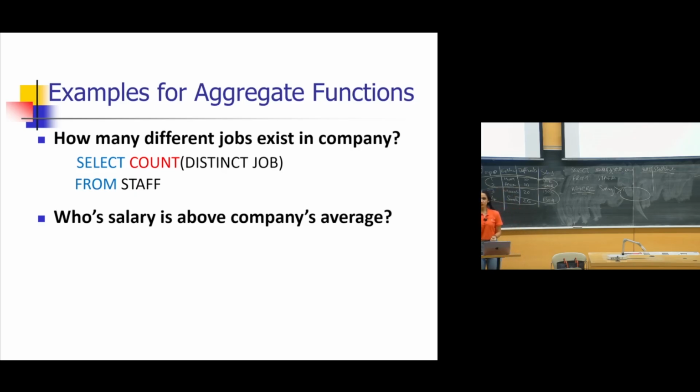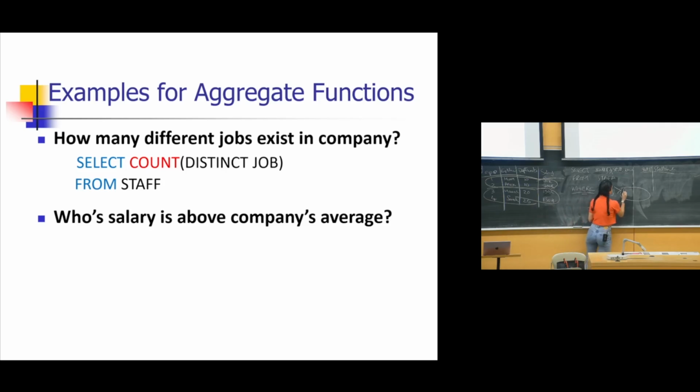Now, this question is like two questions, like two queries. First, how to find the company's average salary, and next, how to find the employees whose salary is greater than the company's average. So how can I find the company's average salary? Easy, right? We already covered that. How can we find the company's average salary? Yes? Just using the aggregated function, average salary, right?